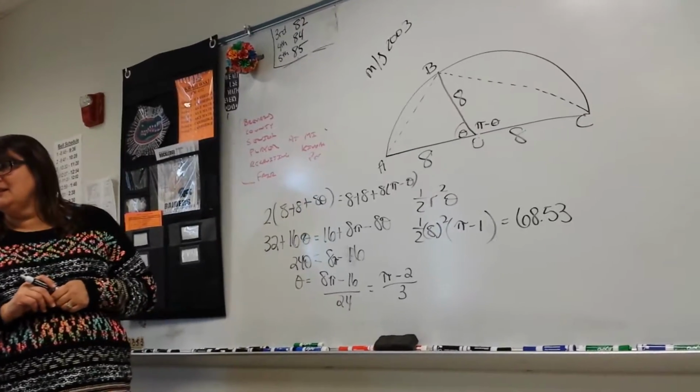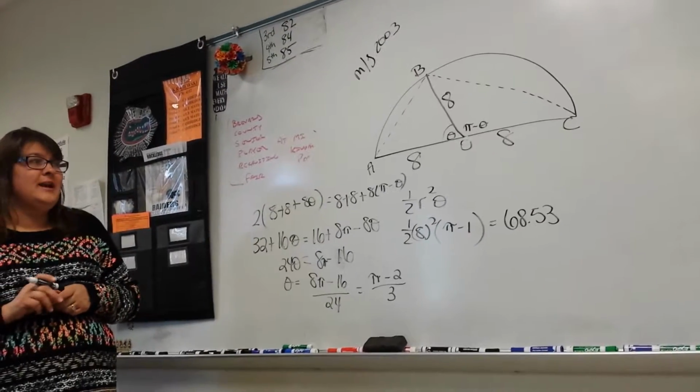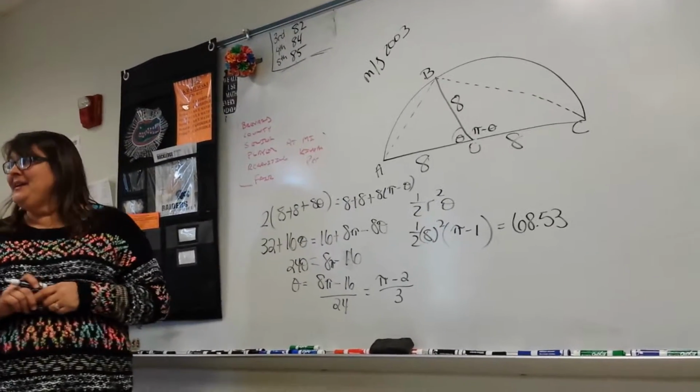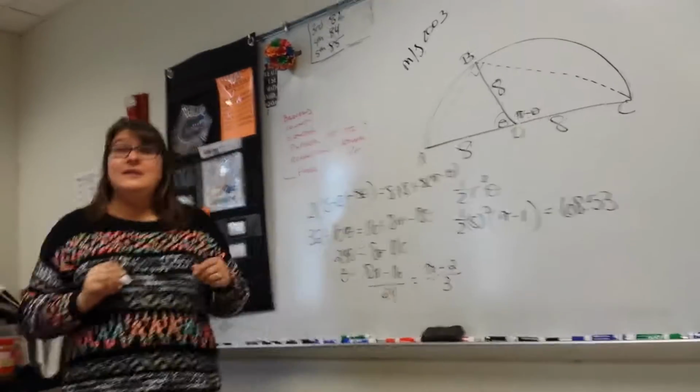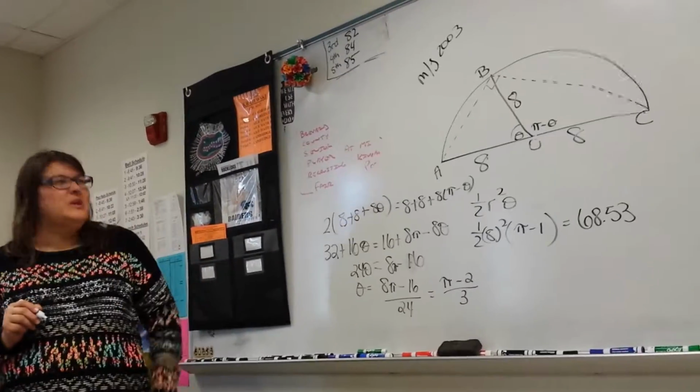What kind of triangle is it actually? It's a right triangle. Where's the right angle located? At the B, right? Very good. It looks very similar to the one before it, right?